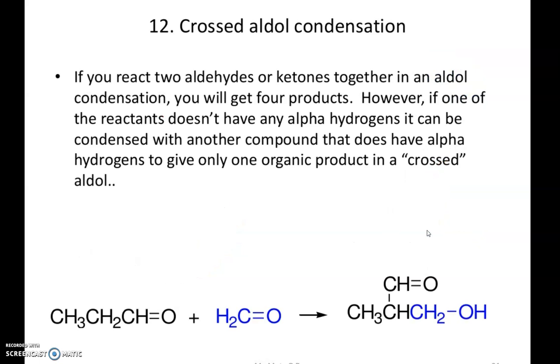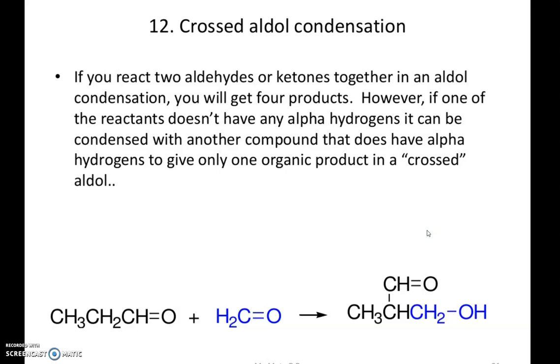This is the reaction, then crossed aldol condensation. Here we are taking 2 aldehydes or 2 ketones together in an aldol condensation. You will get 4 products. So if you are taking 2 ketones or 2 aldehydes, you will get 4 products.